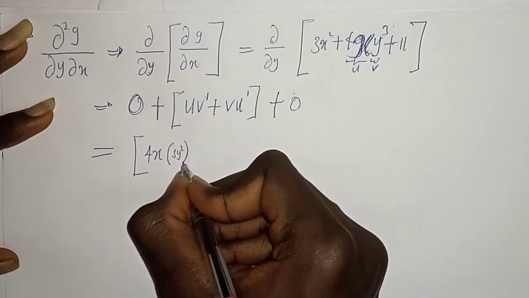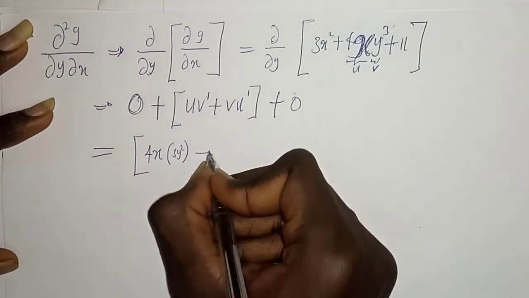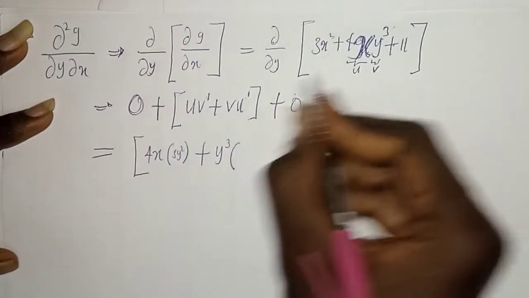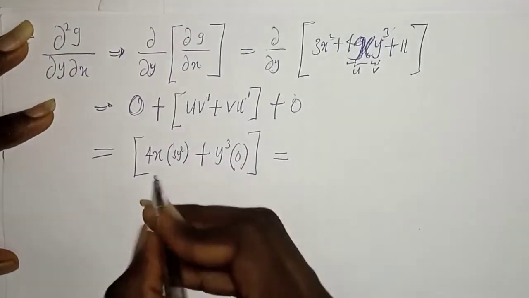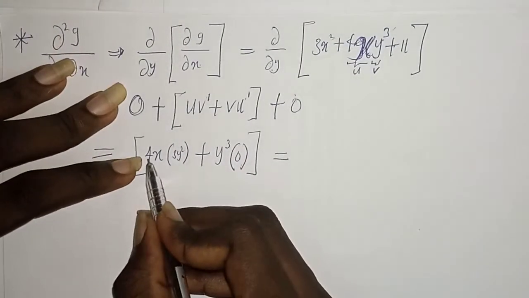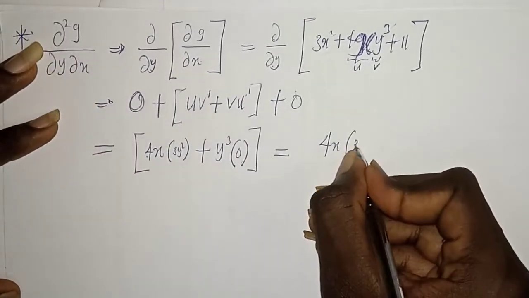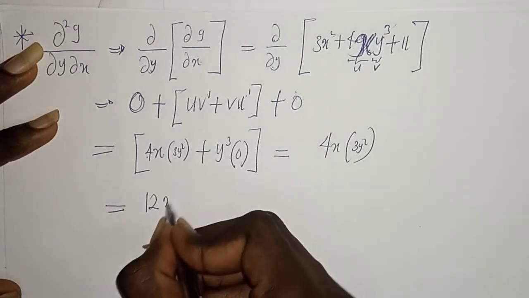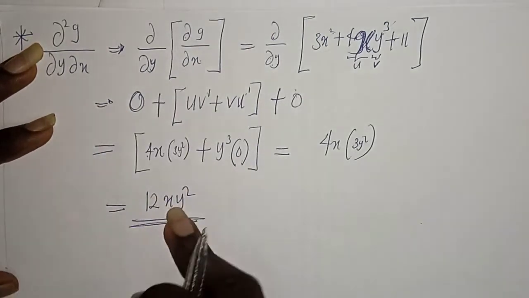3y squared, right? So then plus v is y cubed, and then u prime means differentiate this 4x with respect to y, which is not possible, so 0. Hence we end up having 4x times 3y squared. What would that give you? That will end up giving us 12x y squared.